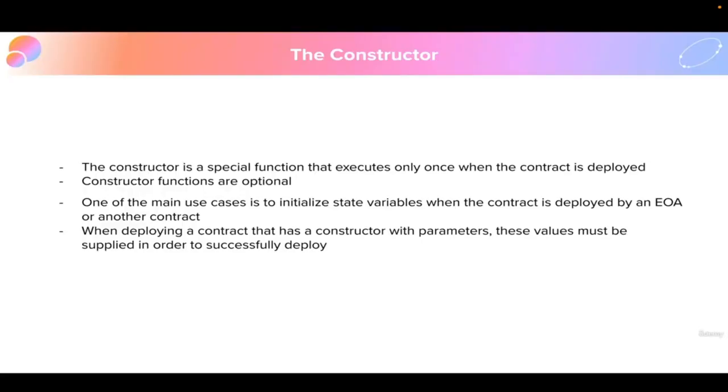The constructor is a special function that executes only once when the contract is deployed. There is only one, and it is optional. One of the main use cases is to initialize state variables when the contract is deployed by an externally owned account or another contract. When deploying a contract that has a constructor with parameters, these values must be supplied in order to successfully deploy the contract. Let's look at how we can write constructor functions in our smart contracts.